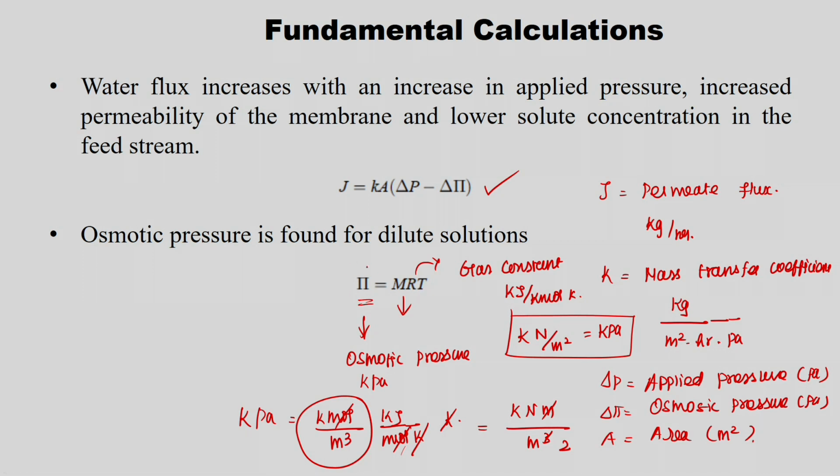After calculating the osmotic pressure difference, you can go back and substitute in the flux equation. This is the osmotic pressure, this is the applied pressure, K is the mass transfer coefficient, and A is the area. So, you will get your permeate flux in kg per hour, if you use the mass transfer coefficient in kg per meter squared per hour per Pascal.